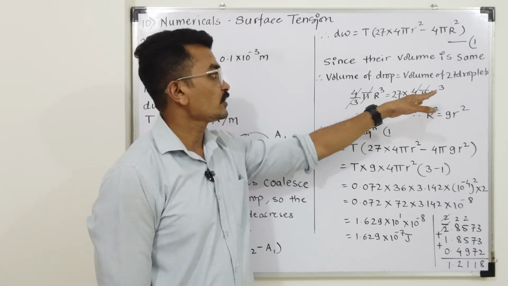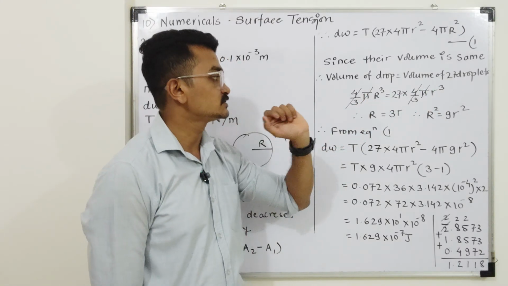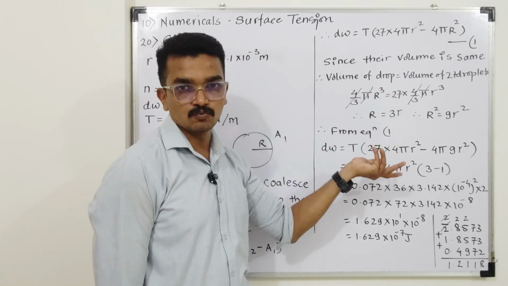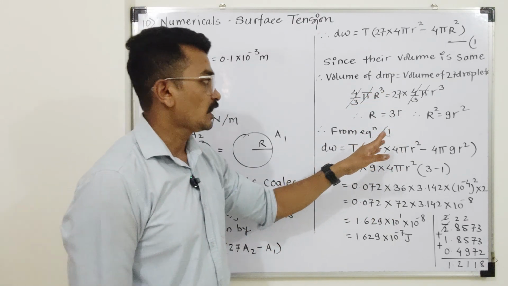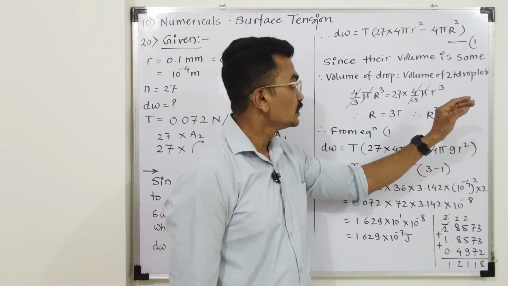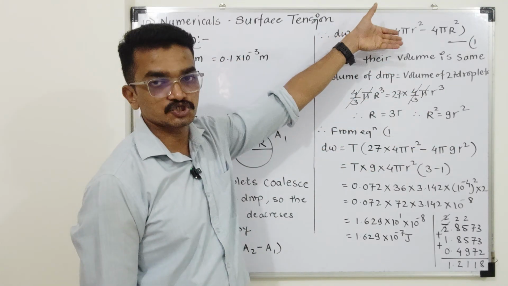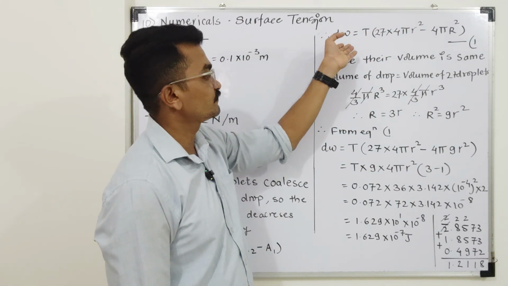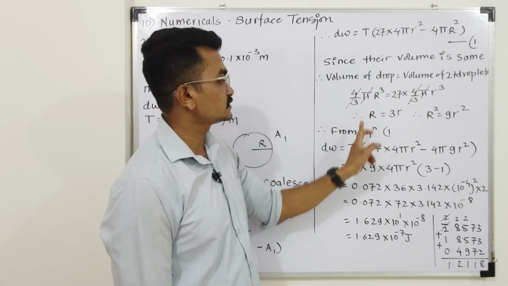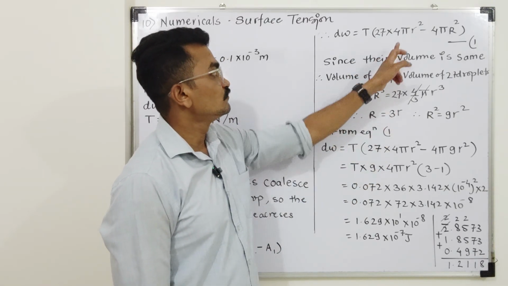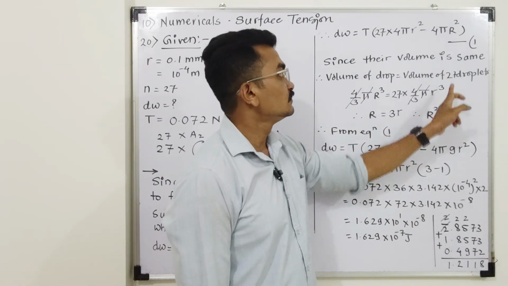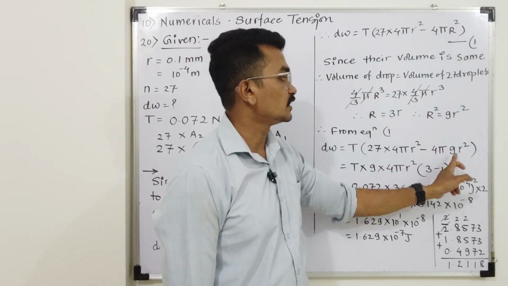So 4 by 3 pi on both sides gets cancelled. What we get is capital R is equal to 3 into small r, since the cube root of 27 is 3. Therefore the square is R square is equal to 9 into r square. Now from equation number 1, where we have to find the surface energy, dW is equal to T into 27 as it is, 4 pi r square, minus 4 pi as it is, and for R square we put 9 r square.